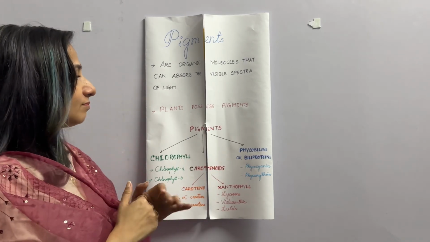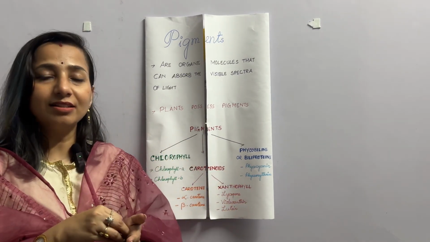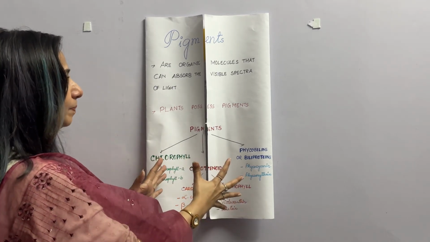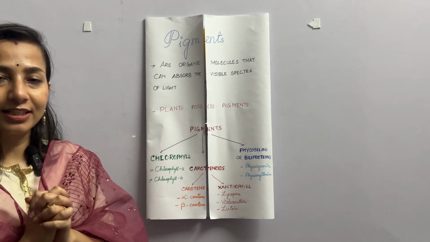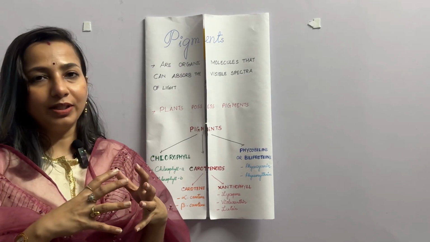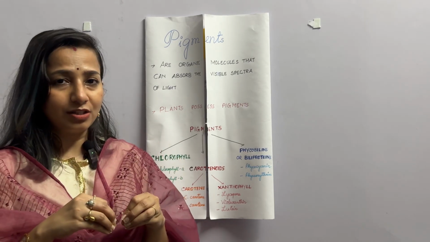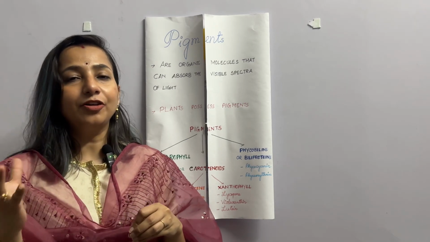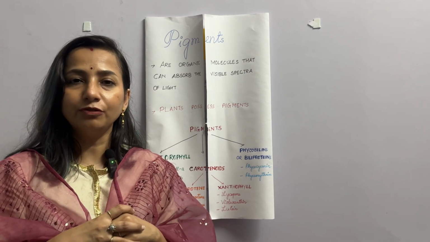Clear? Now, this kind of pigments are present inside the cell organelle chloroplast, and these pigments are capable of absorbing the visible spectra of light. That is why they play such an important role in the process of photosynthesis, because if we go into details of photosynthesis, we will know that ultimately the energy of sun is utilized for production of food.